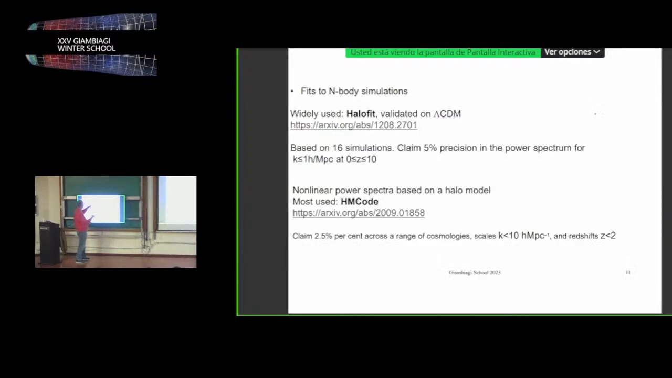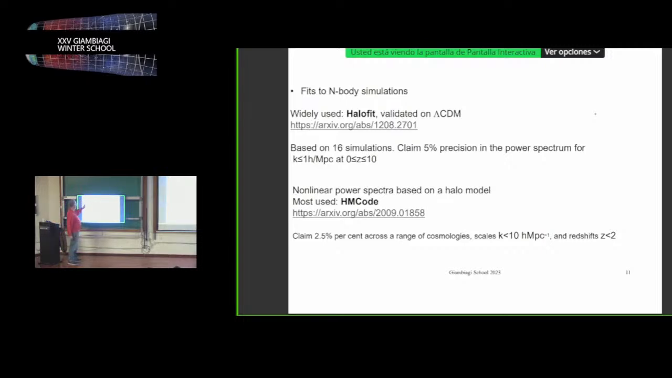What is meant by that is that it is a fit that is valid for the parameters of lambda CDM. This is the Halo fit. So it's based, if I'm not mistaken, on 16 simulations, and it's claimed that they have a 5% precision in the power spectrum for k at most 1 inverse megaparsecs, and the ratio between 0 and 10. This is Halo fit, and it's used a lot. Many people use Halo fit. Now you show an example of Halo fit here. This is one way of doing it.